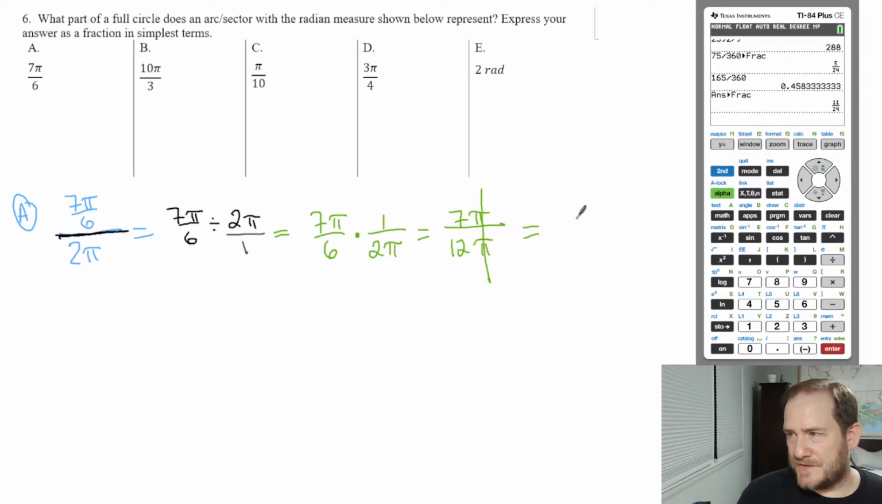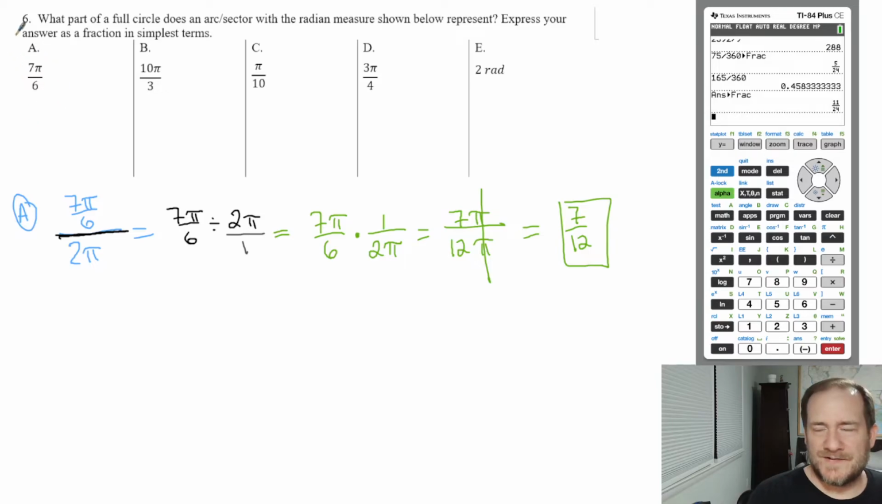And those pi's cancel, so you get 7 over 12. Again, what is this? Well, that's the fraction of a circle that this thing represents. 7 over 12. Okay, let's do B and C and D and E.